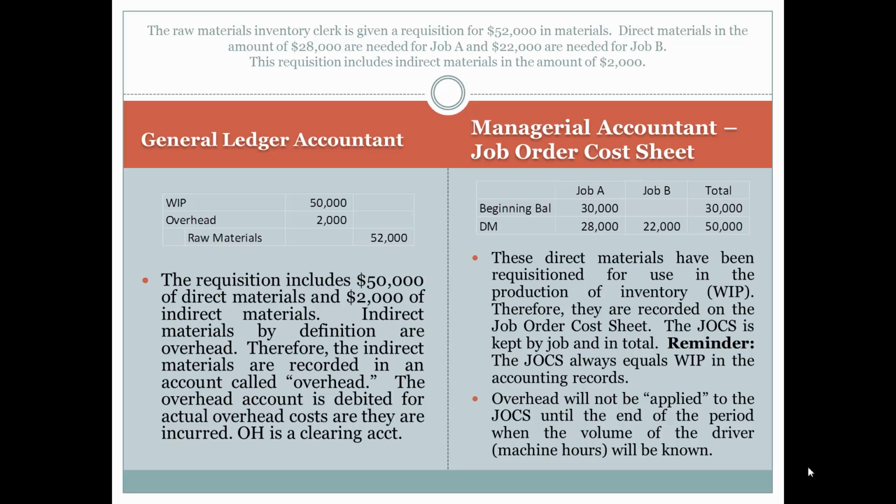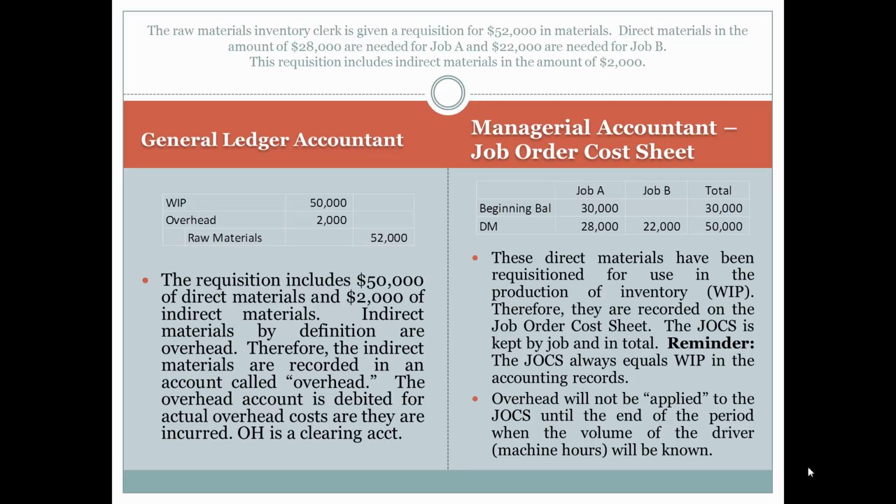And remember, indirect materials are overhead because they are not large enough or important enough to be considered direct materials. They're inconsequential, and therefore they are indirect. Direct materials, by definition, are materials which are large enough and consequential enough to be assigned to a particular job.